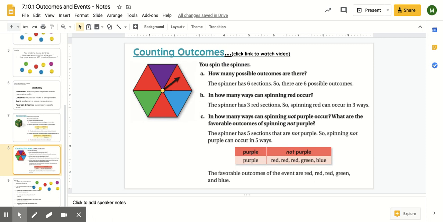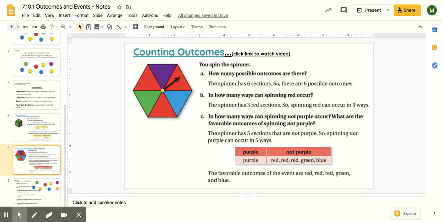So this is different. This is asking for a number, whereas on the last slide, we were talking about specific outcomes. So when we count them, it says we spin the spinner. How many possible outcomes are there? Well, if we look, there's 1, 2, 3, 4, 5, 6 sections. The spinner could land on any one of those 6, making the answer. How many possible outcomes are there? Well, there are 6 possible outcomes.